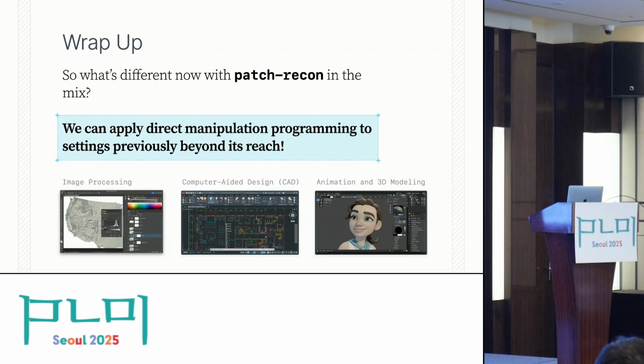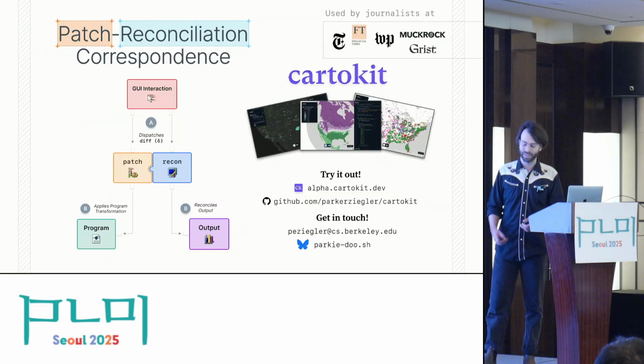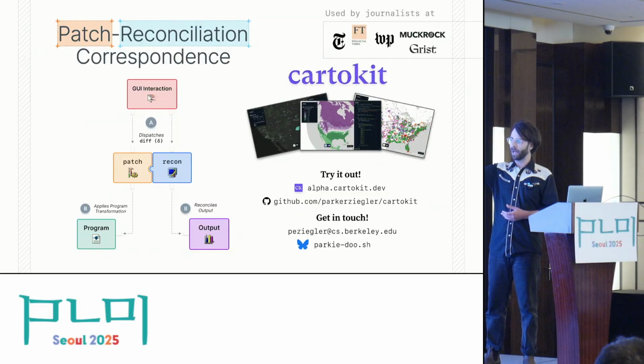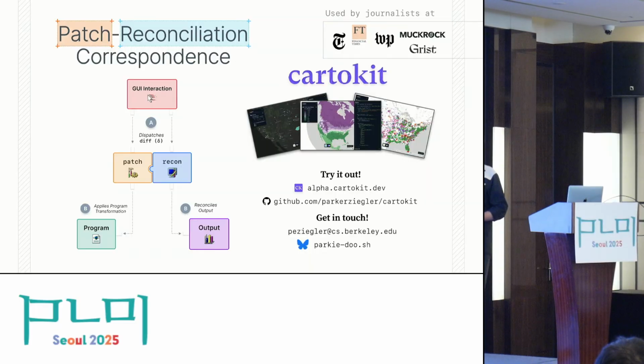So whether that's image processing, computer-aided design, animation and 3D modeling, any other context where we have long-running programs and data-intensive tasks, I'm really excited about how we can turn these kinds of rich interactive GUIs into full-fledged programming environments. So that's it. We've presented the key idea of our work in patch reconciliation correspondence and this patch recon architecture for developing direct manipulation programming systems that can scale to long-running programs. And then we actually use this to develop what we think is a very practical programming system for domain experts.